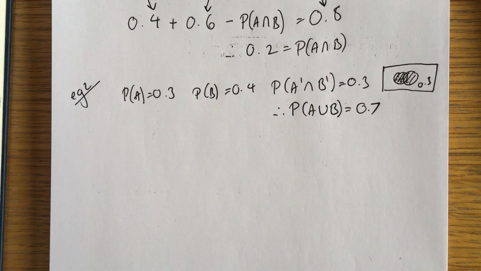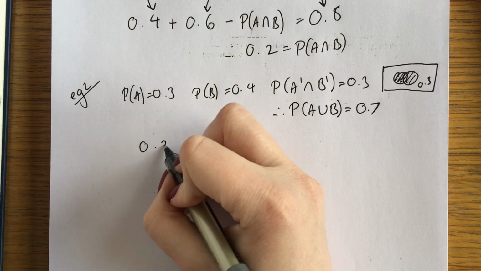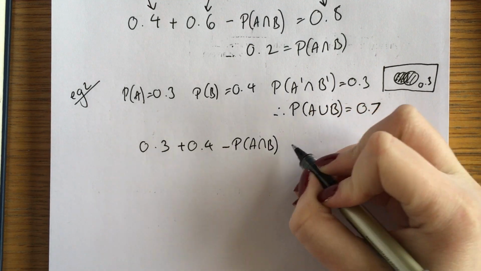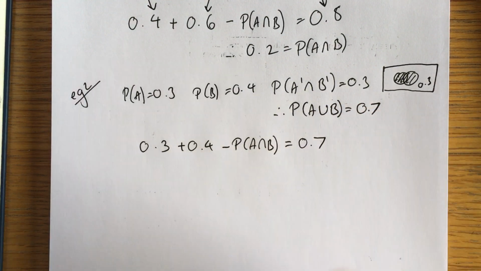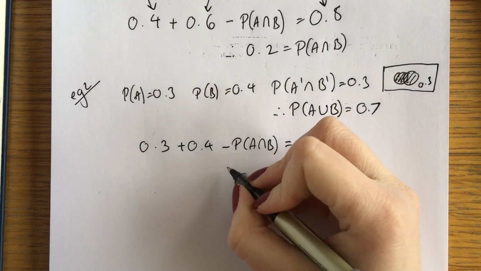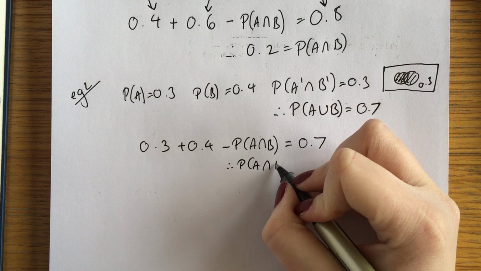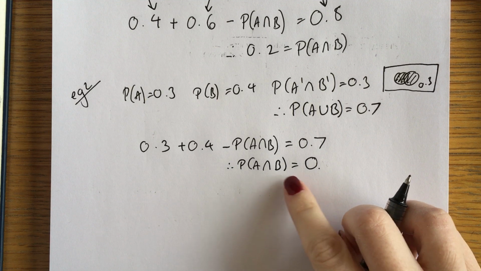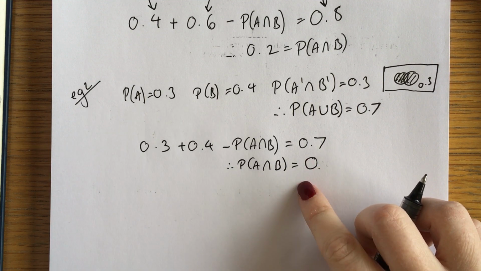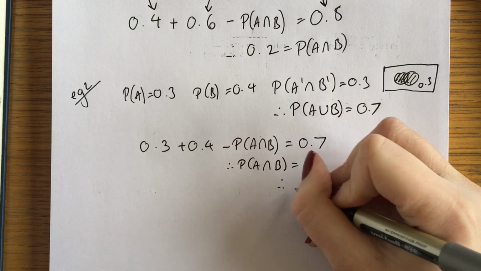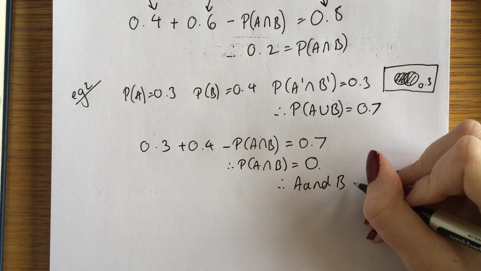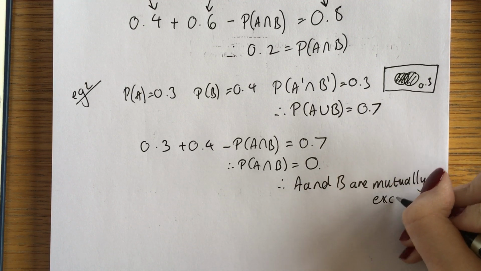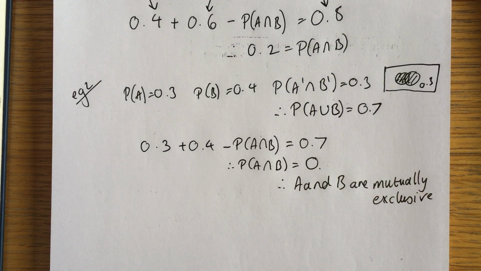So now I can use my formula: the probability of A plus the probability of B minus the probability of their intersection is equal to the probability of their union. Well, this means that the probability of their intersection is 0. Well, if the likelihood of things happening at the same time is 0, this means that A and B are mutually exclusive. So they absolutely can't happen at the same time.